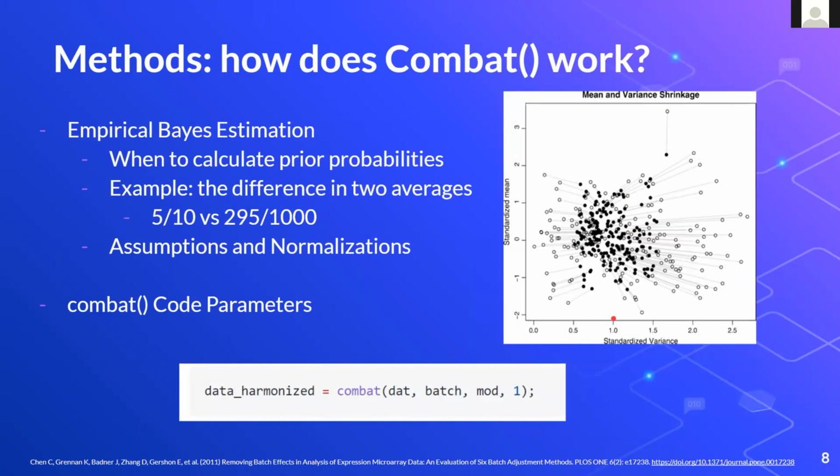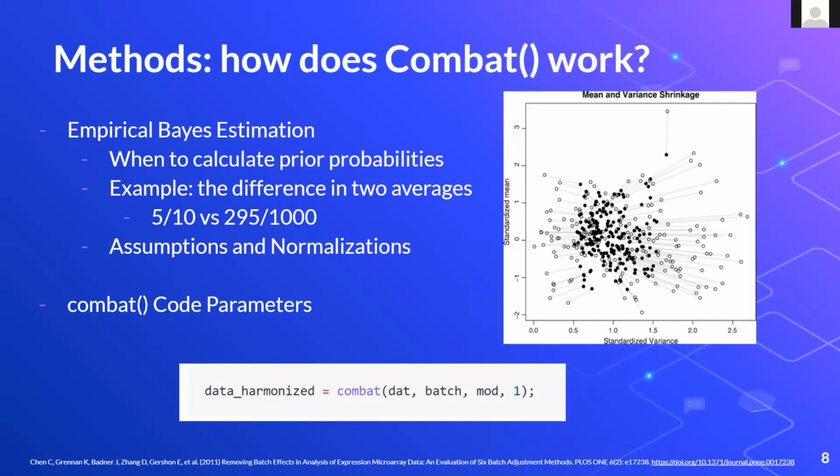To not get into the deep weeds of it, it's an empirical Bayes estimation. Empirical Bayes is based on the notion of, if we're looking at these two averages here, 5 out of 10 or 295 out of 1,000, which one tells us more information? Hopefully you'll agree that 295 out of 1,000 has a lot more trials, and we feel a lot more confident in that.